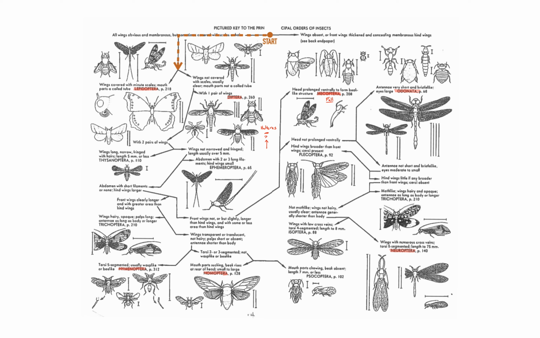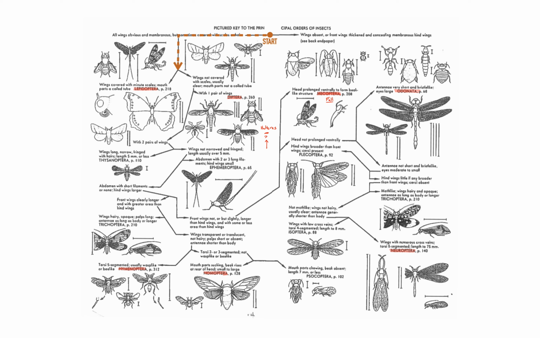We would then see our next question is about scales. Are the wings covered with minute scales? This is typically referring to the translucency of the wings. Wings with scales are usually not clear. This would be your typical butterfly. Thus, our monarch butterfly would be classified as Lepidoptera. If it did not have scales, you would keep following the key until you determine the order.